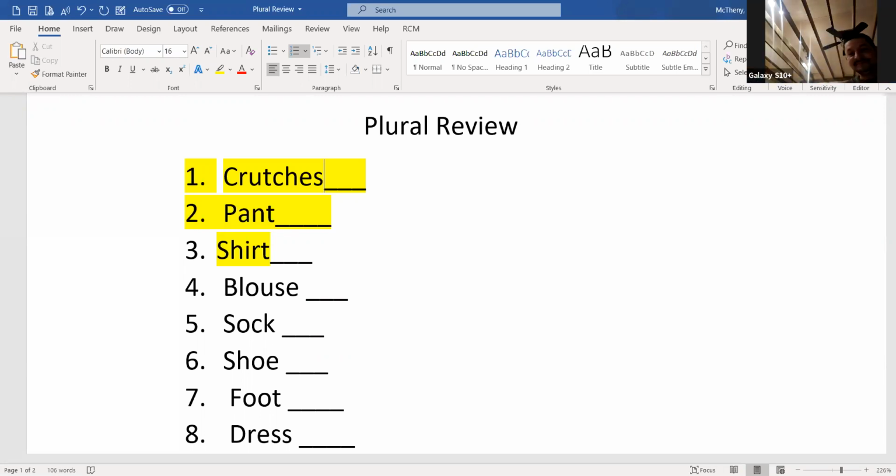Okay. Number 2. What is that word? Pan. So how do we make that plural? Instead of ES, we now just add one letter. What letter do we add to pan? Let's just add an S.